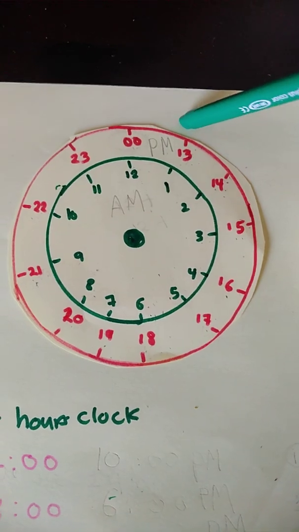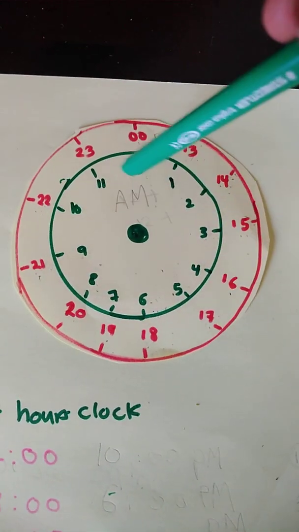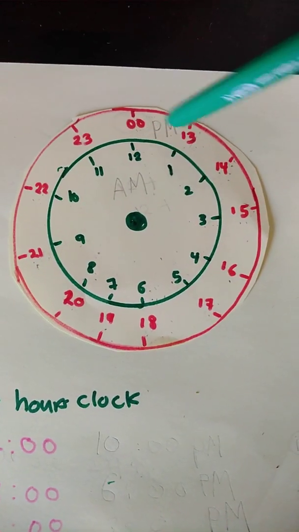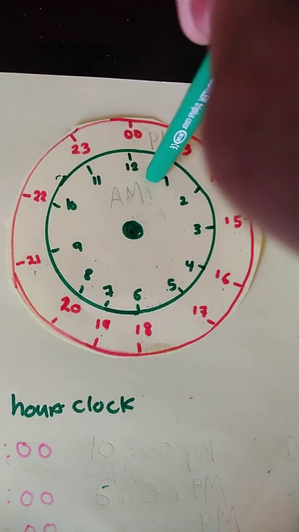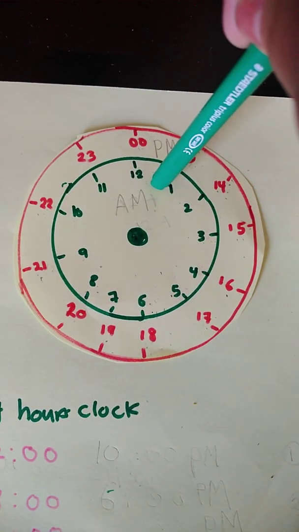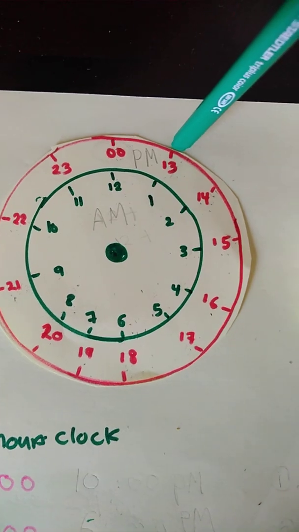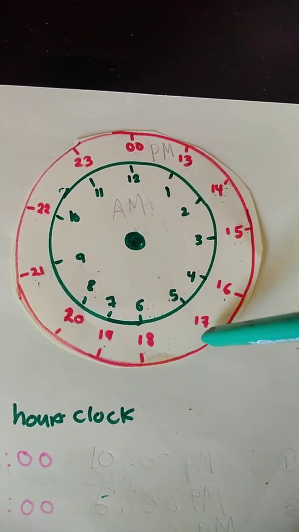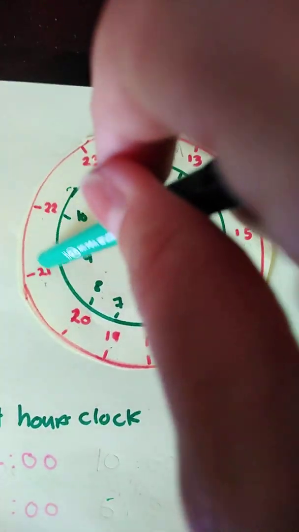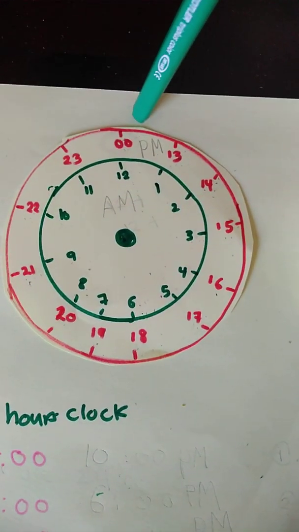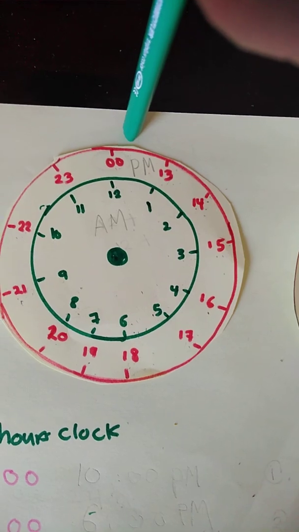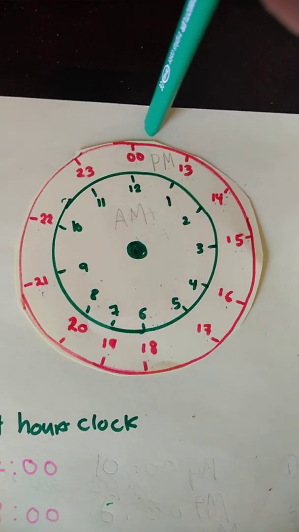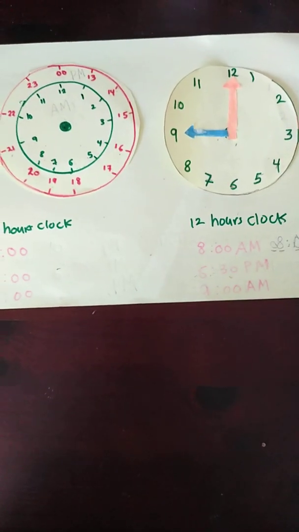So always the first 12 hours starting from 1 to 12 show the time if it's after midnight. The numbers starting from 13, 14, 15, 16, 17, 18, 19, 20, 21, 22, 23, 00 show the time after midday always. We will see the difference now.